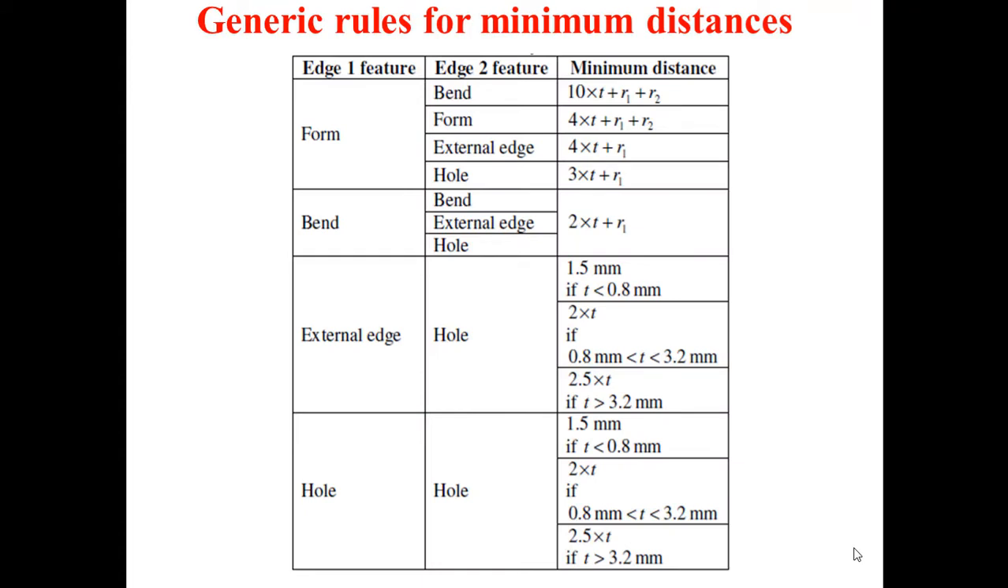Since there is an infinite number of features that can be carried out on sheet metal blanks, we have to define generic rules for minimum distances between features, and the table that you see permits to globally summarize these generic rules.